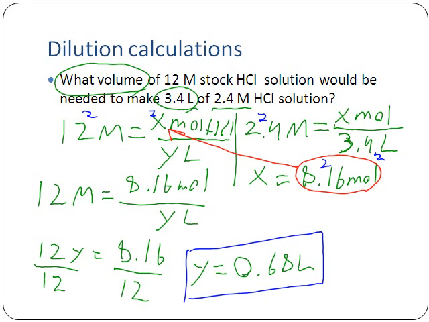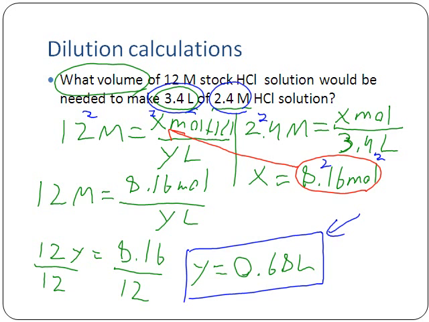So if we're actually doing this, what we do is you take your 12 molar solution, you'd pour out this 0.68 liters, and then you'd add water until it got up to that 3.4 liters that you're looking for. And once you did that, you'll end up with exactly a 2.4 molar hydrochloric acid solution. And that's how you basically work out a simple dilution problem.